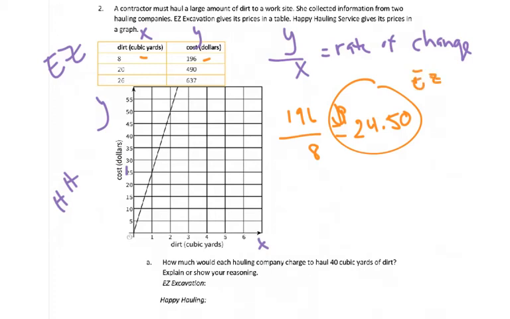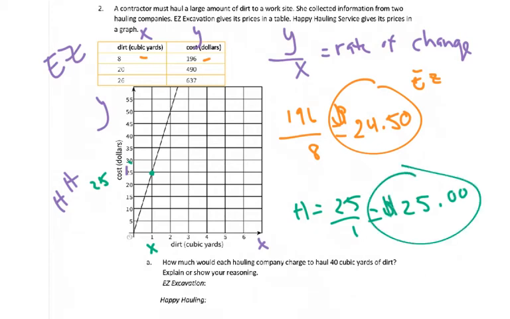For Happy Hauling, I have to find a perfect point right here. My x would be 1. Oh, this is nice and easy. My y is 25. That means that Happy Hauling is 25 over 1, which is $25. I got unit rate. We have to multiply those by 40 to get this answer. We'll do that in a second.